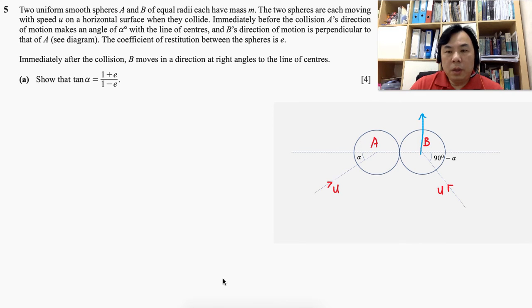So from here, we're going to prove that the tangent of alpha is actually equal to this. Now there are two concepts involved when it comes to oblique collision in this case. The first one is Newton's restitution law, and secondly, we have to apply the conservation of momentum. All right. Now let's consider the horizontal component of the collision.